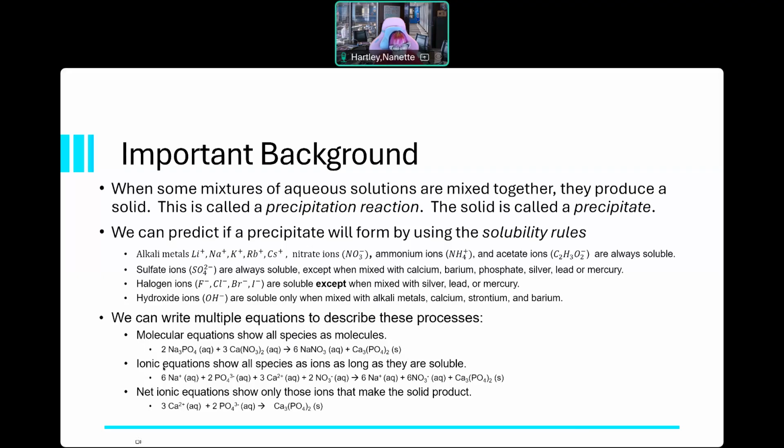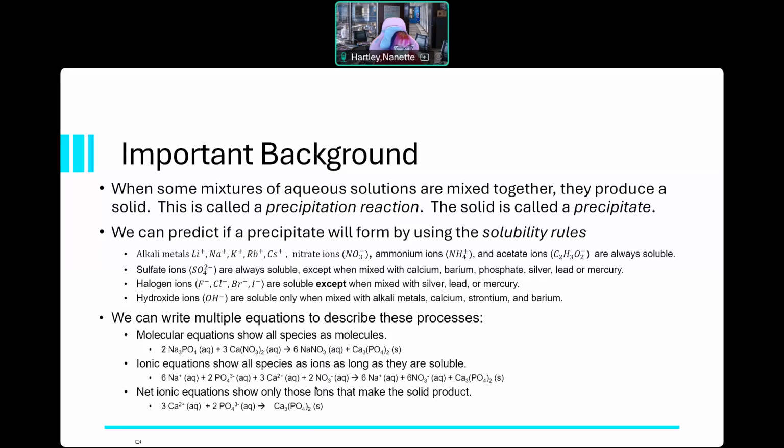We can also write something called an ionic equation. It shows all of the species as ions as long as they're soluble. So we have our Na+, which is aqueous, our phosphate, which is aqueous, the calcium that's aqueous, the nitrate, which is aqueous, the sodium is still aqueous, the nitrate is still aqueous, but that Ca3(PO4)2 is a solid, so it stays together. Since it's a precipitate, it's an insoluble solid, and so it stays together.